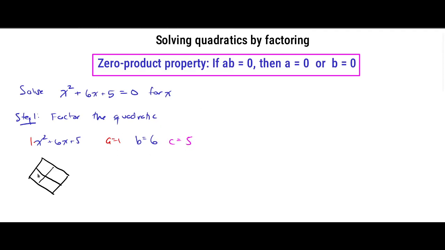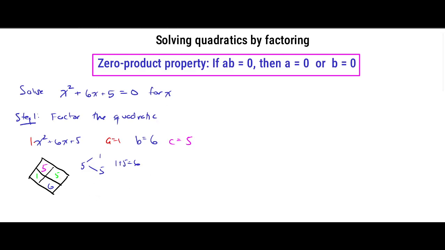All right, so we put AC in the top box. A times C is 5. And in the bottom box, we've got B, which is going to be 6. And then we're looking for two numbers that multiply to 5 and add up to 6. So how could we factor 5 so that the factors add up to 6? Well, one of the easiest factorizations of 5 is 1 times 5. And 1 plus 5 does equal 6. So that will do the trick for us, 1 and 5.